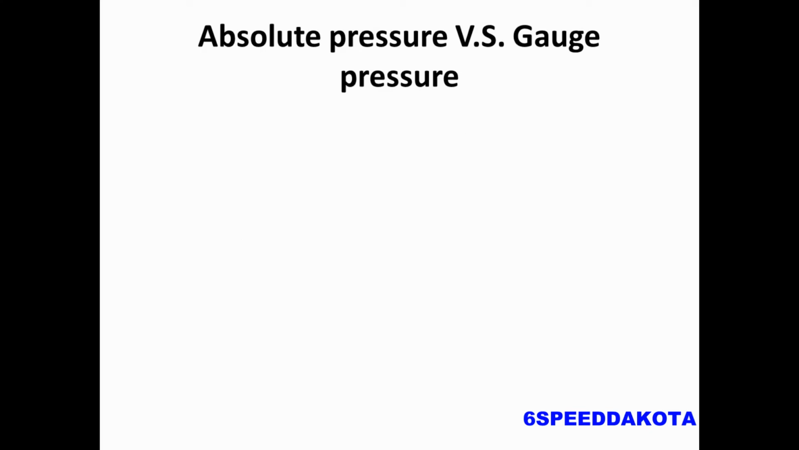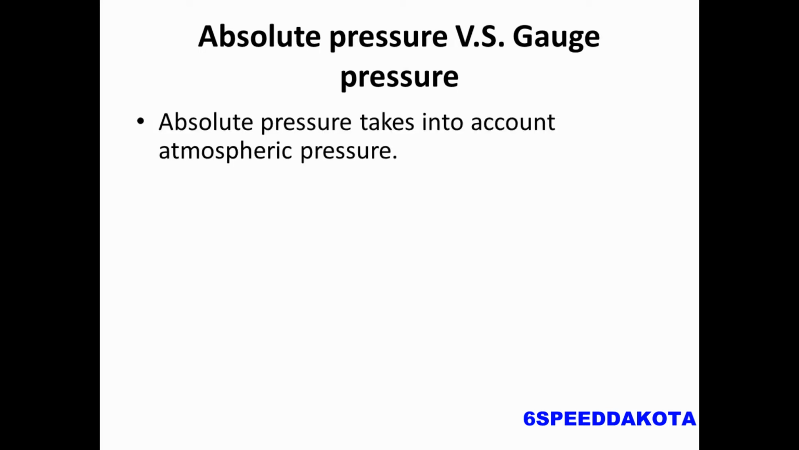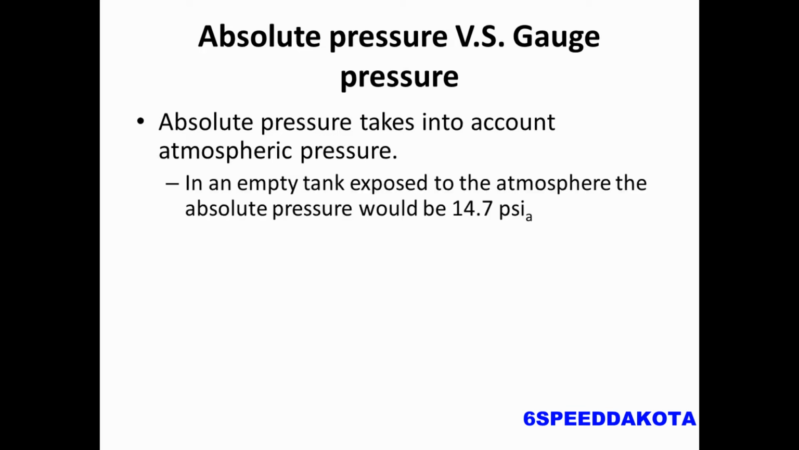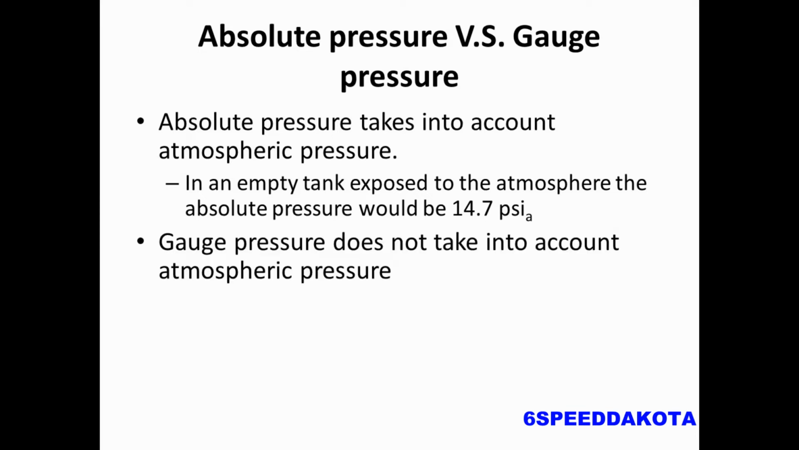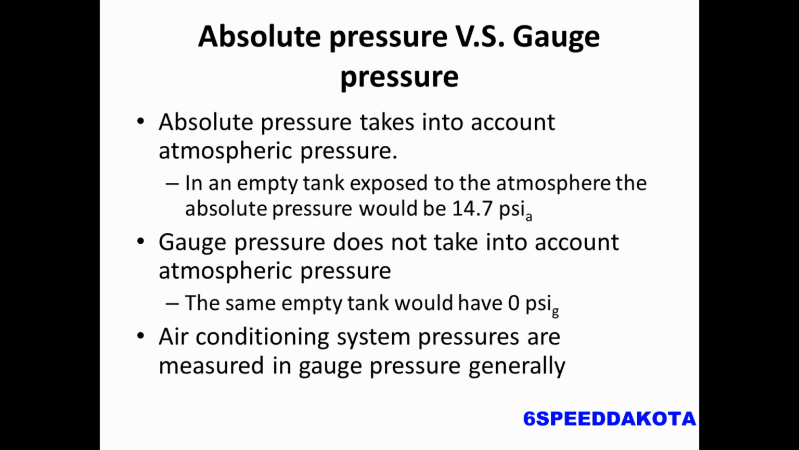So now we're going to talk about pressures, and there are two different types of pressures when we measure them. We have absolute pressure and we have gauge pressure. Absolute pressure takes the atmospheric pressure into account. In an empty tank that is exposed to the atmosphere, an absolute pressure gauge would read approximately 14.7 psi absolute. Gauge pressure does not take into account atmospheric pressure. So that same empty tank would have 0 psi gauge. An air conditioning system is generally measured in gauge pressure, as most things usually are.